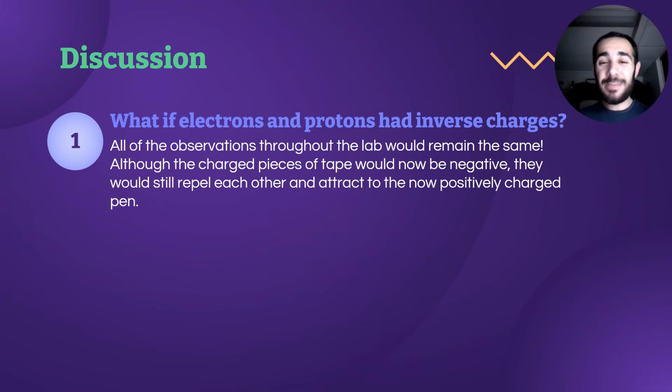All right, let's have a deeper dive into the results and have a bit of a discussion. First up, what if electrons and protons had inverse charges? In other words, what if electrons were now positively charged and protons negatively? Well, actually, nothing changes. All the observations made throughout the lab would remain exactly the same. Why is this? Although the charged pieces of tape would now be considered negatively charged, they would still repel each other, and this is because like charges always repel.